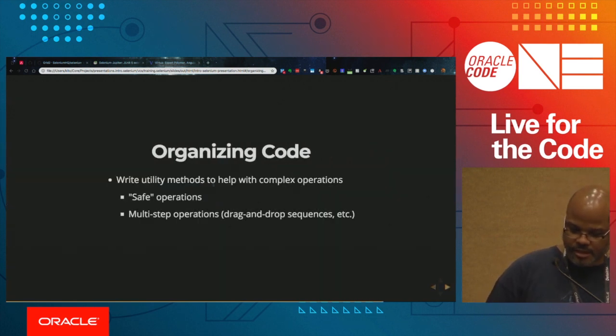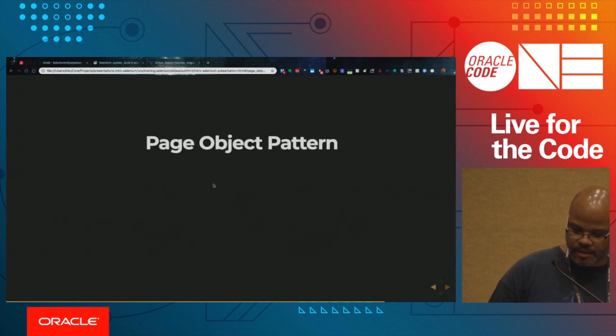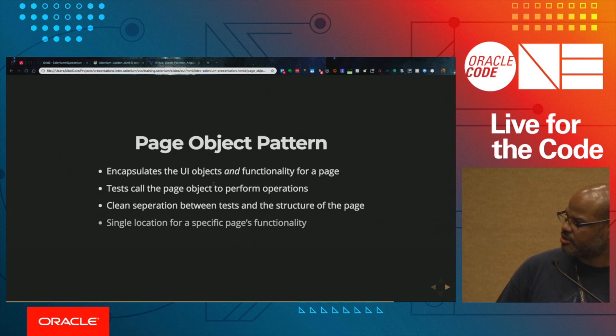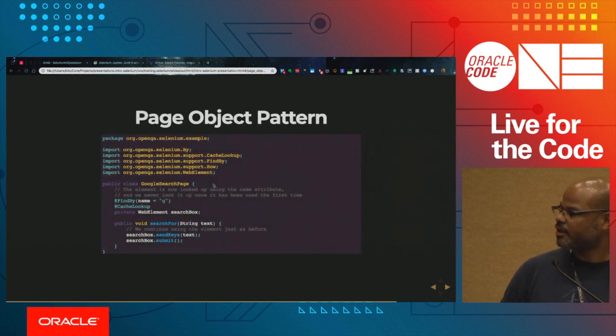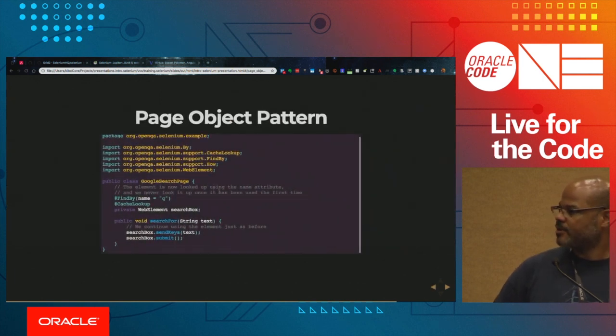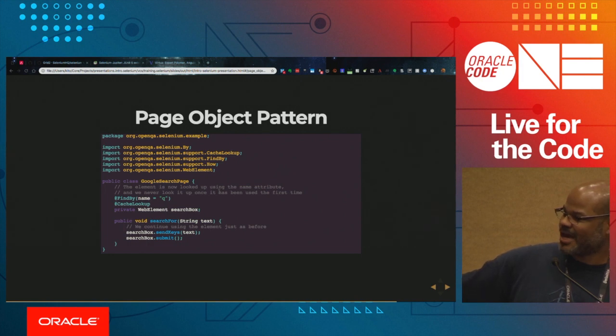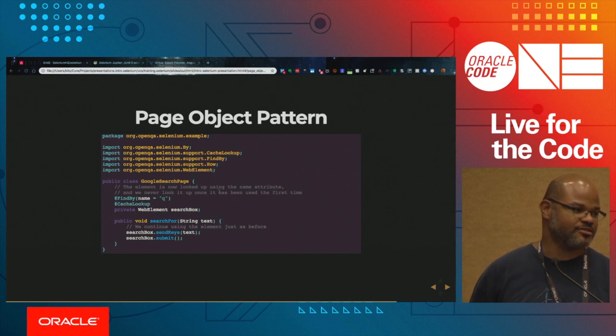Another key thing is to use the page object pattern. I don't have an example of it. Actually, do I? Yeah, I think I do. All right. So the page object pattern basically gives you an API for your page. What you can do with this is have operations that you write that encapsulate the functionality of the page, so it's easier to test.